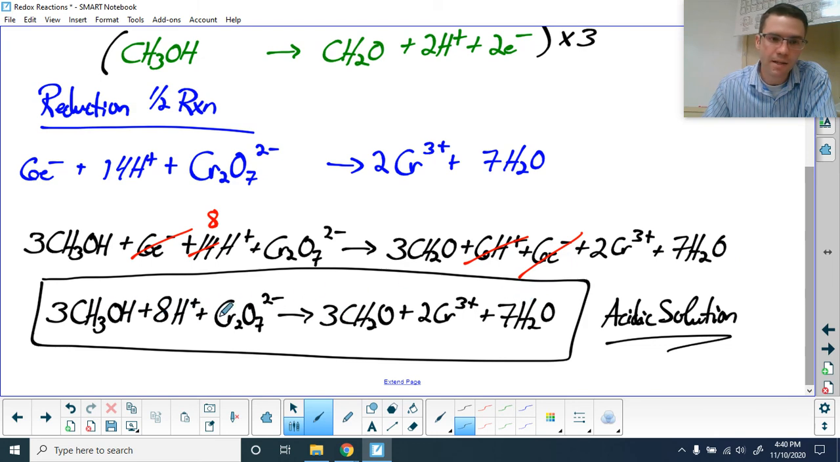So we would expect in this chemical reaction, some of the acid will be consumed, and we're going to produce some H2O when that electron gets transferred between your chromium and your carbon.